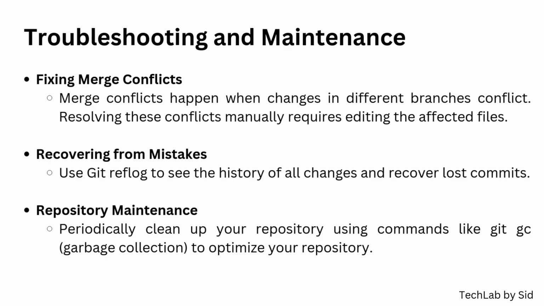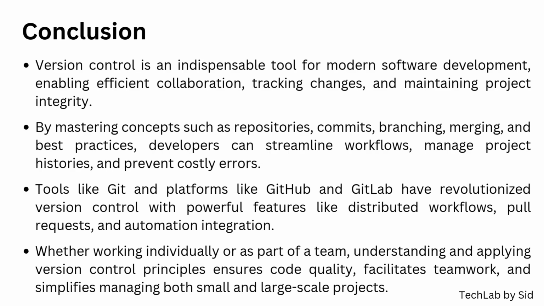Repository maintenance. To keep your repository in good condition and optimize its performance, regularly run commands like git gc, that is, garbage collection. This helps clean up unnecessary files and optimize the repository by removing old or unreachable objects, improving efficiency.